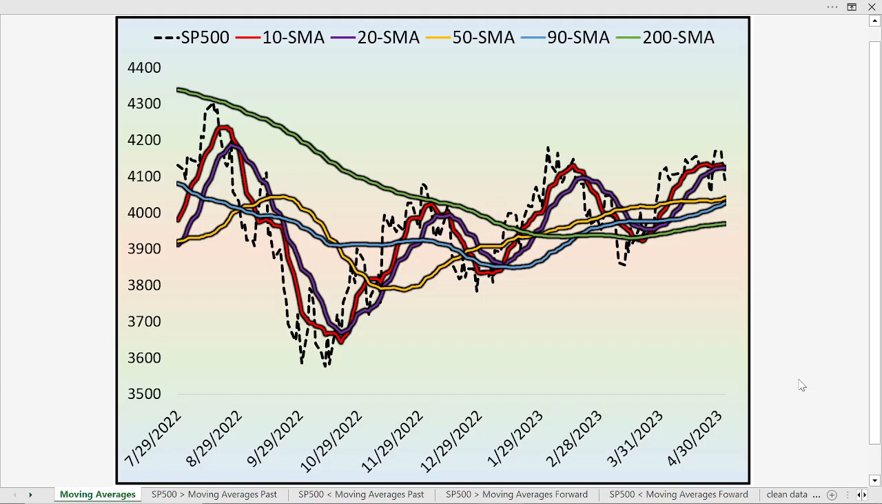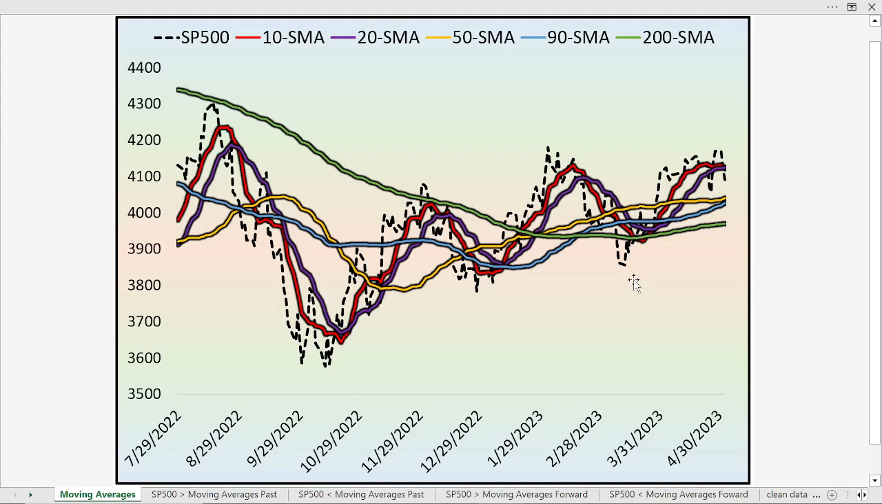We want to take a look at the data. What does the data actually suggest? What's the best way to use these moving averages? Right here we have the black dotted line is the S&P 500. This is going back to July of 2022. The red line is the 10 simple moving average. That's just the past 10 days divided by 10.